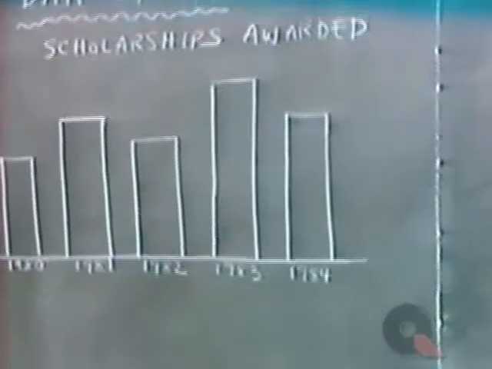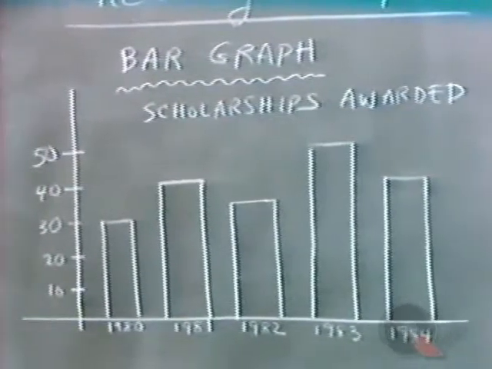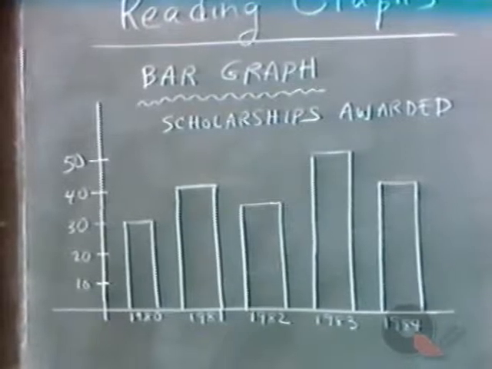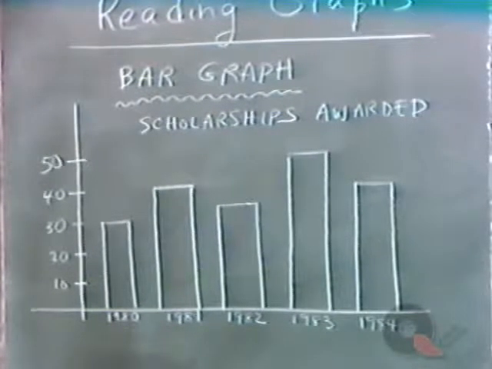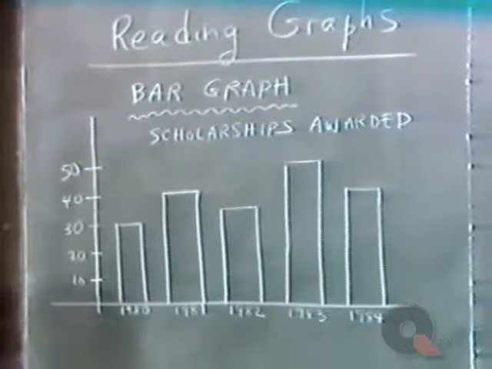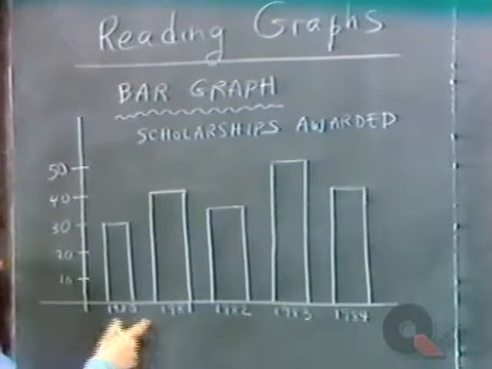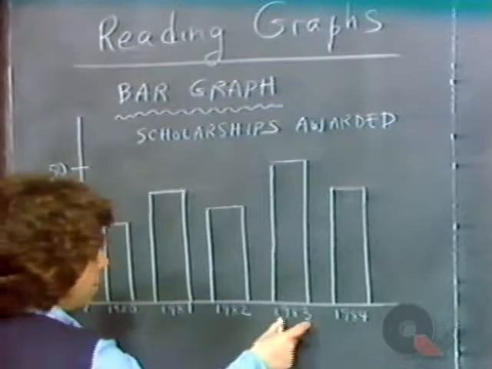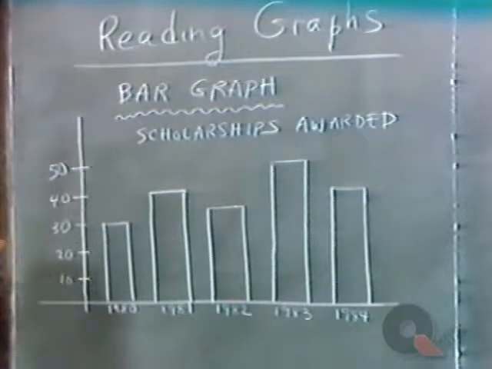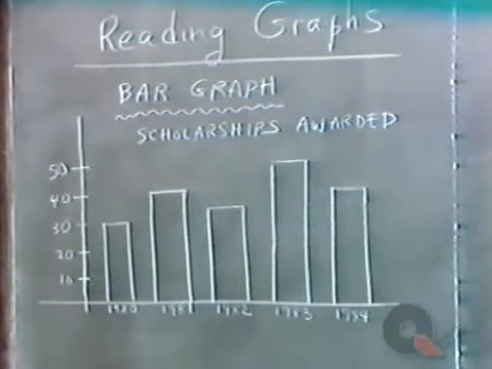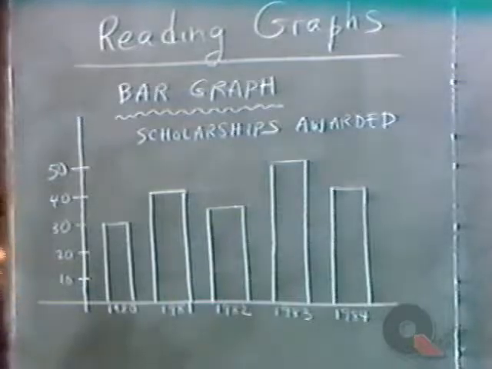Let's go over here. The first graph that we're going to come to is a bar graph. This bar graph is going to represent the number of scholarships awarded by a certain college. Along the bottom, I have put the years: 1980, 1981, 82, 83, and 84. The height of the bar in each case represents the number specified in the graph, in this case, the number of scholarships awarded.